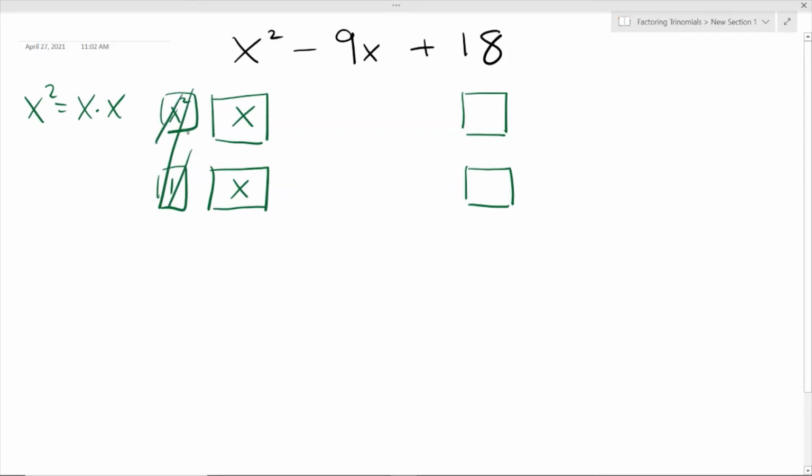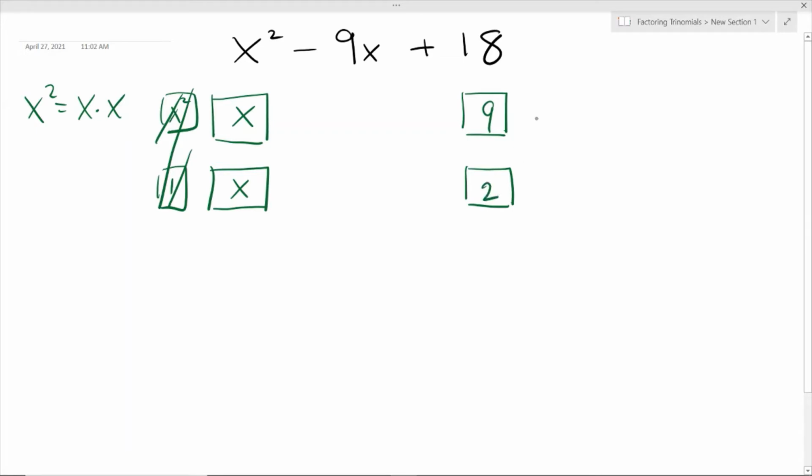We ultimately want to factor it, so if we leave it as x squared, it's not really going to help us factor it. So it has to have x to the exponent of 1 and x to the exponent of 1. This x is the same as x to the exponent of 1, so that's why we can write that. And here with 18, we have to find two factors that multiply to 18. So we could do 9 and 2.